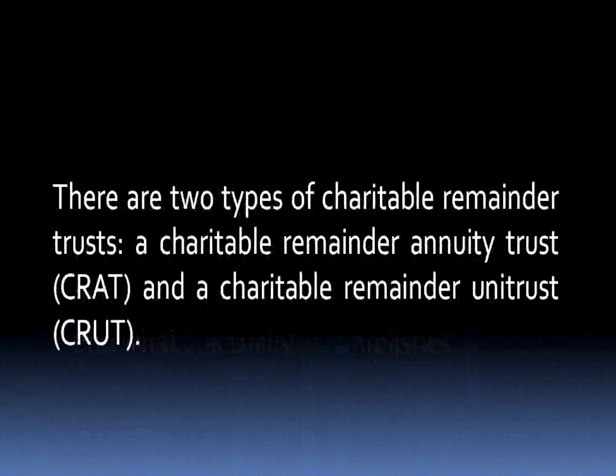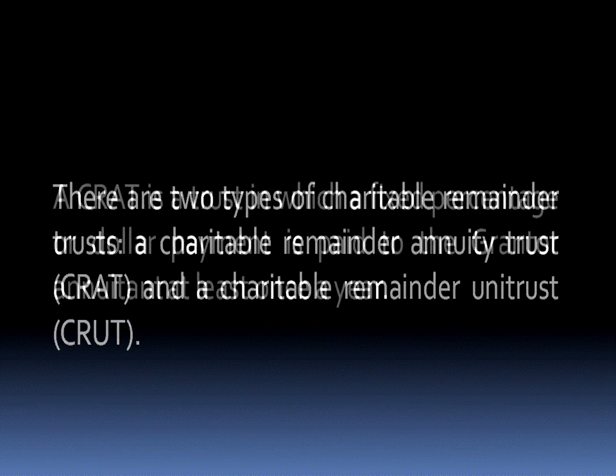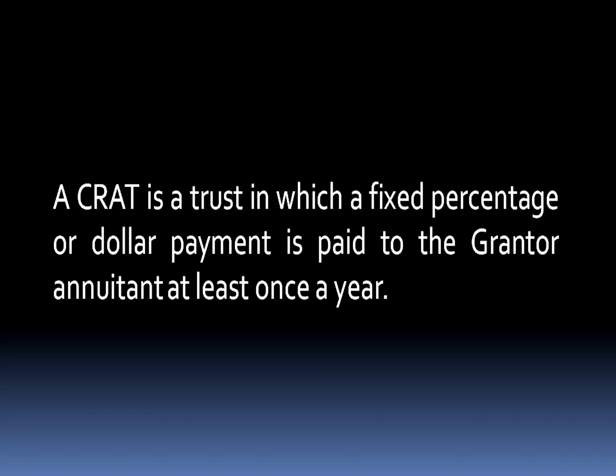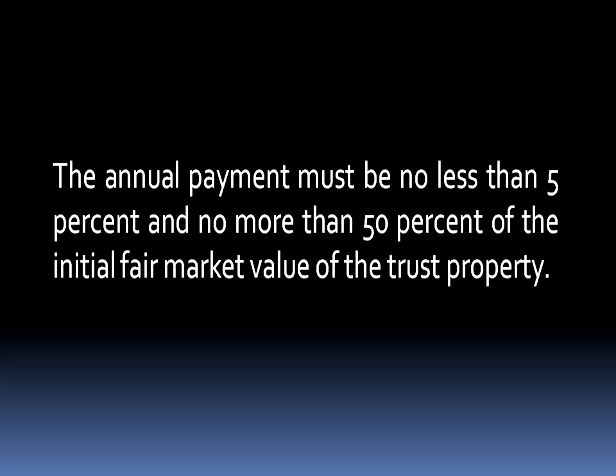There are two types of charitable remainder trusts: a charitable remainder annuity trust, or a CRAT, and a charitable remainder unitrust, or CRUT. A CRAT is a trust in which a fixed percentage or dollar payment is paid to the grantor annuitant at least once a year. The annual payment must be no less than 5% and no more than 50% of the initial fair market value of the trust property.